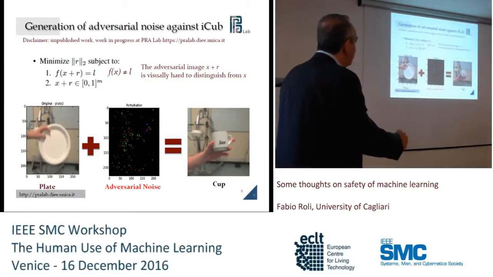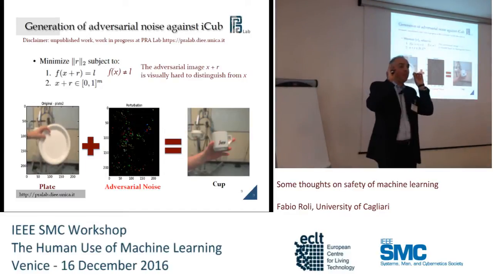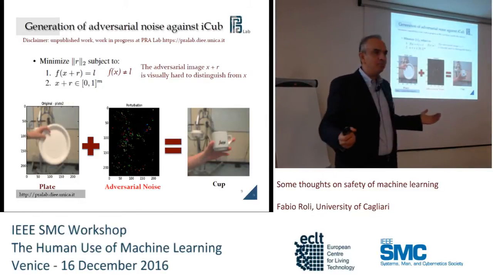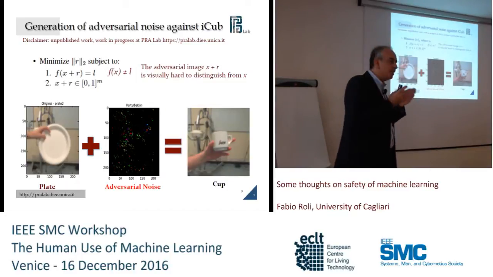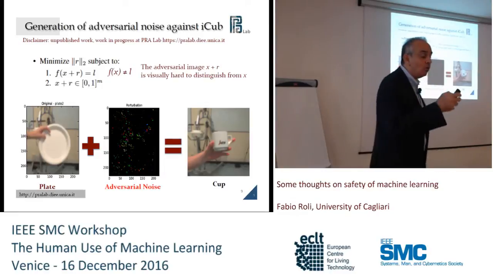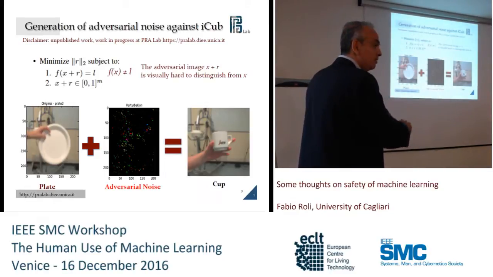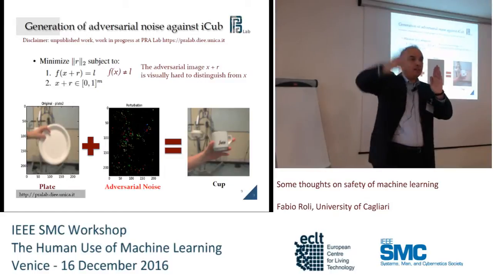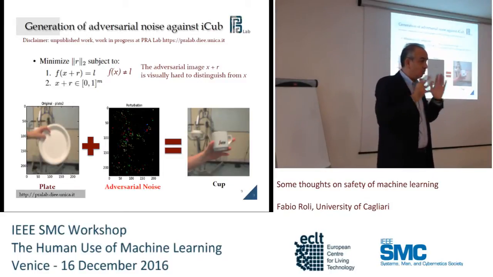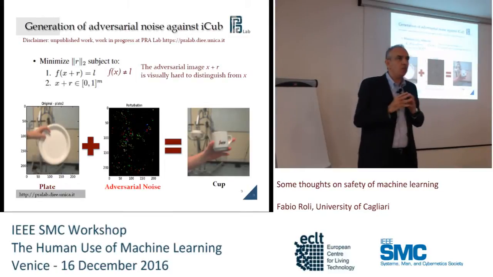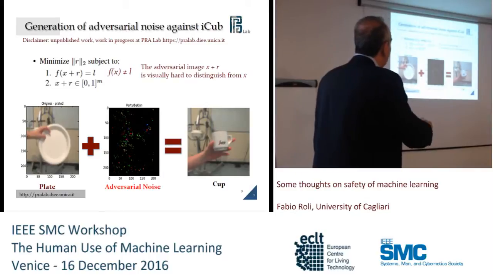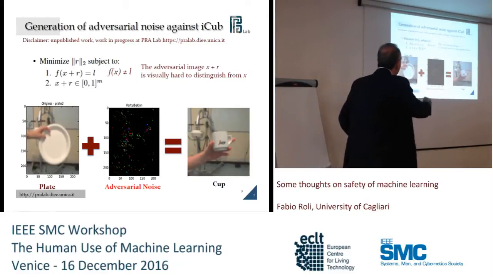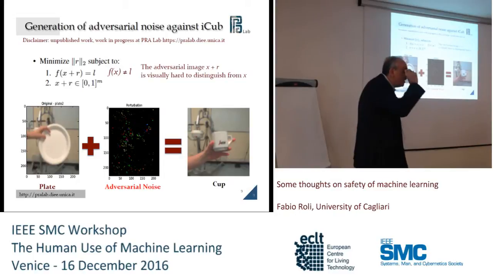Because it's enough to change a little bit some pixels of the image, and one plate is recognized as a cup. Of course, you cannot modify the pixel values at random, but you have to use an optimization algorithm to identify which changes of the pixel values completely change the classification, the recognition of the object. But it's possible. It's not difficult, because this optimization problem, I don't go into the detail, is quite simple. So you take this image, and solving this optimization problem, you find which are the pixels that you have to modify.